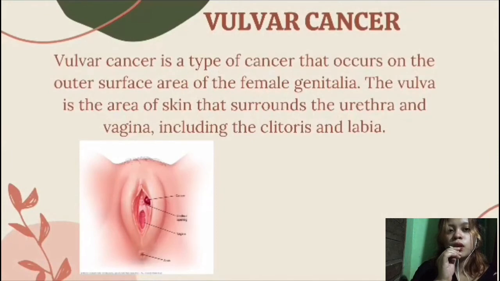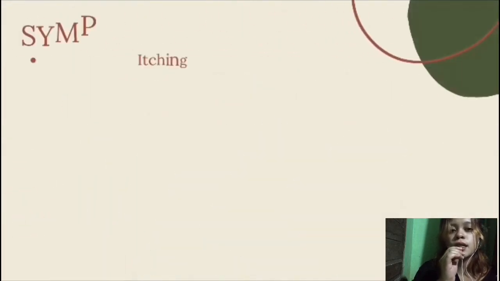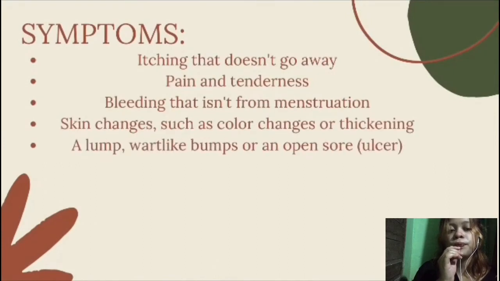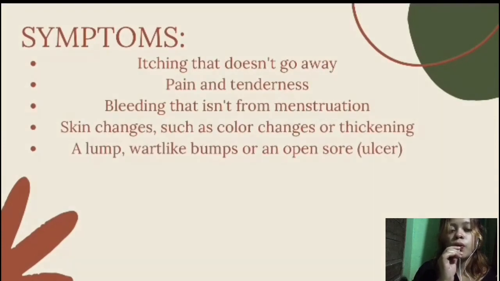Okay, so the last one is vulvar cancer. Vulvar cancer is a type of cancer that occurs on the outer surface area of the female genitalia. The vulva is the area of skin that surrounds the urethra and vagina, including the clitoris and labia. The signs and symptoms of vulvar cancer may include itching that doesn't go away, pain and tenderness, bleeding that isn't from menstruation, skin changes such as color changes or thickening, a lump, wart-like bumps, or an open sore.